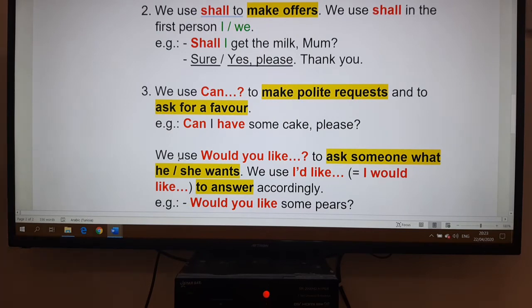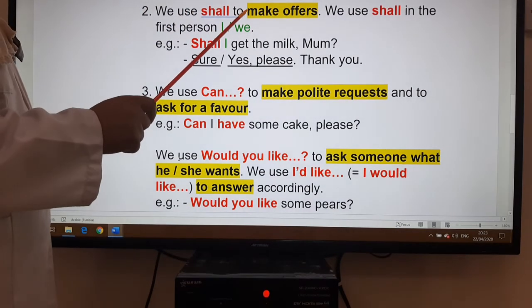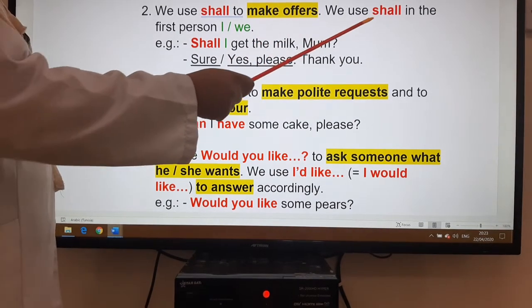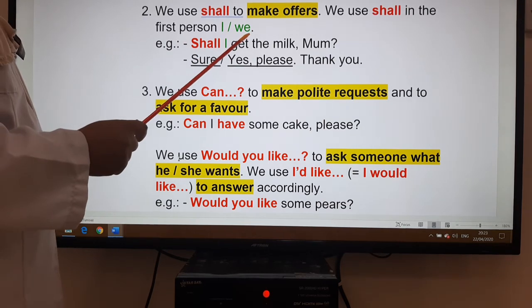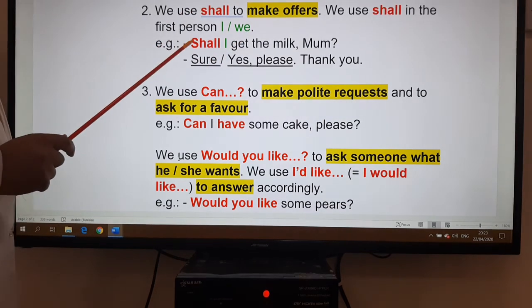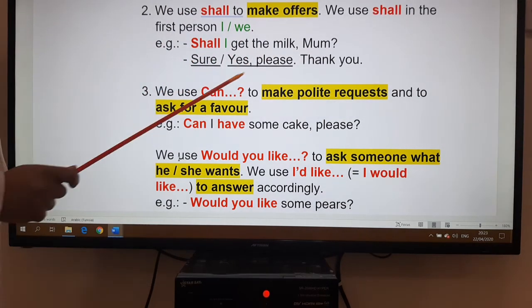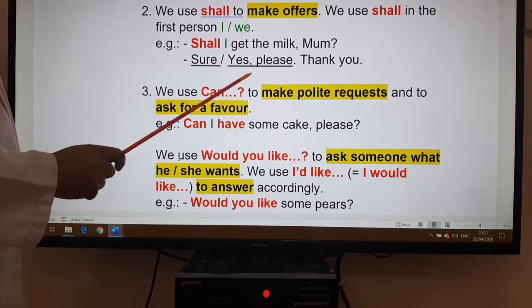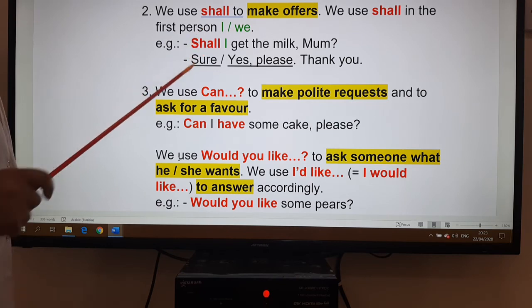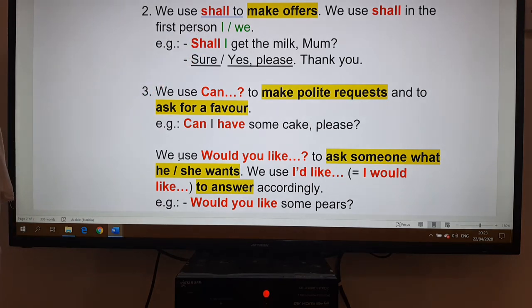Now, for the use of the modal shall, we use shall to make offers. We use shall in the first person, either I, first person singular, or we, first person plural. Shall I get the milk, Mom? Sure, yes please. Thank you. These are examples of answers after we are asked with shall.